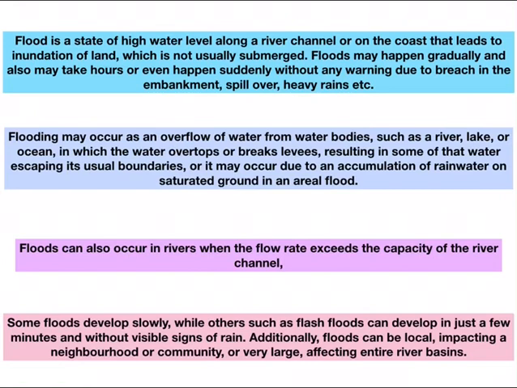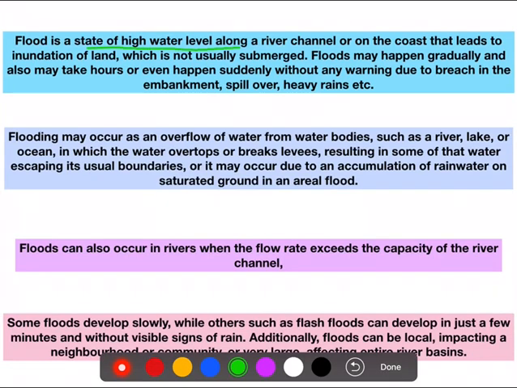So a flood is a state of high water level along a river channel or the coast that leads to inundation of land. That means flooding of land which is usually not submerged. Floods can also happen gradually and take hours, or happen suddenly without any warning due to a breach in an embankment, spillover, or heavy rains. So flooding can be because of heavy rains, because of a breach in the embankment, or because of excessive spillover.